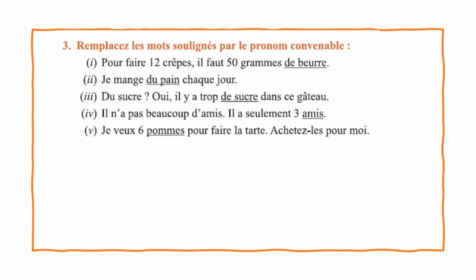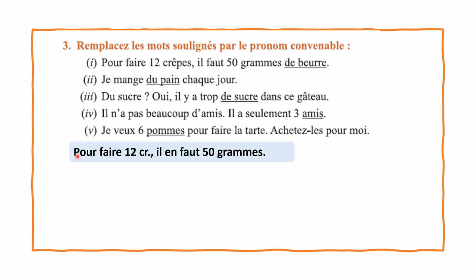So let's look at some examples. Remplacer les mots. Remplacer, replace. Les mots, the words. Remplacer les mots souligné, the words underlined by the correct pronoun. You have de beurre. This is your verb. You have a number, you have an expression, and you have de beurre. So de beurre is going to be replaced by en. Put en in front of your verb. Leave the number, leave the expression as it is. So you have pour faire 12 crêpes, to make 12 crêpes. Il en faut 50 grammes. You need 50 grams of it. Of it referring to the butter.